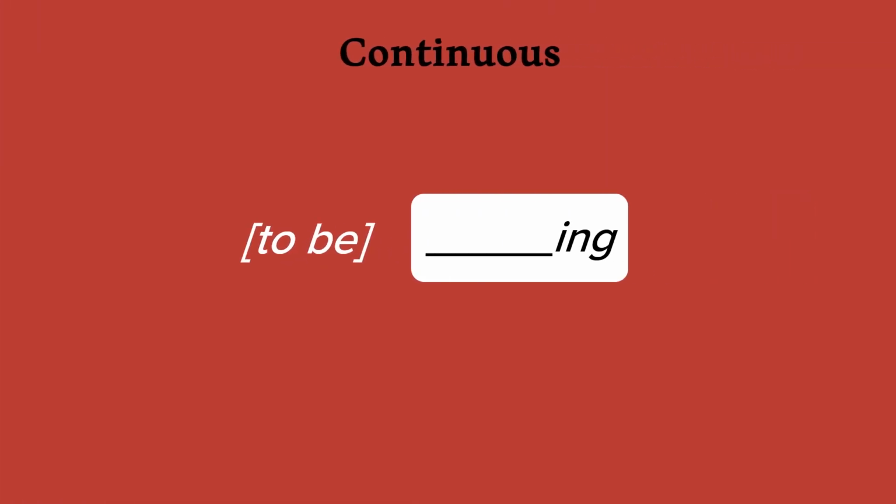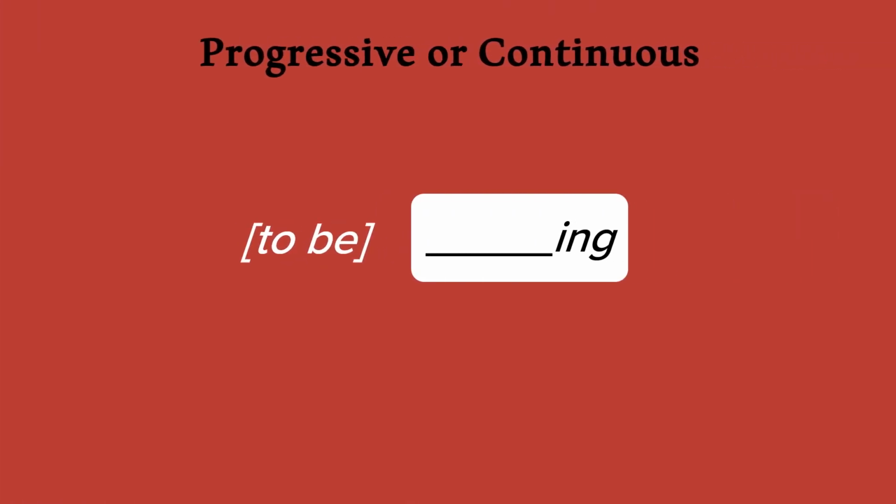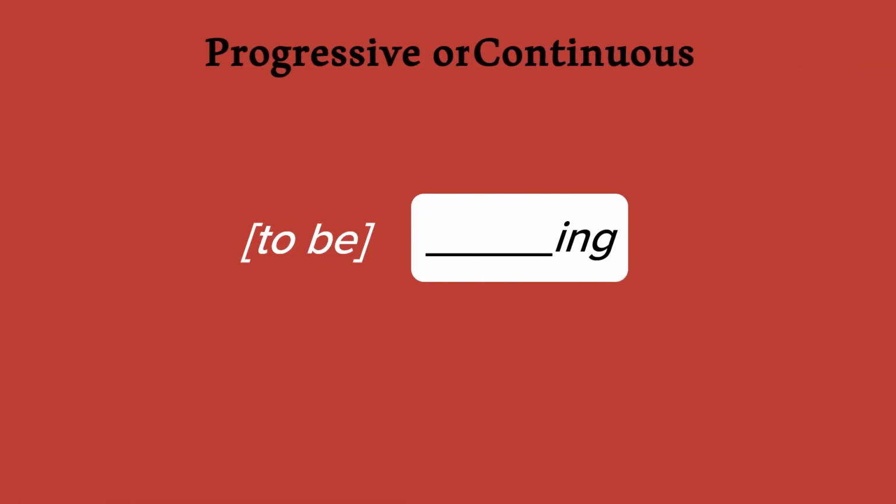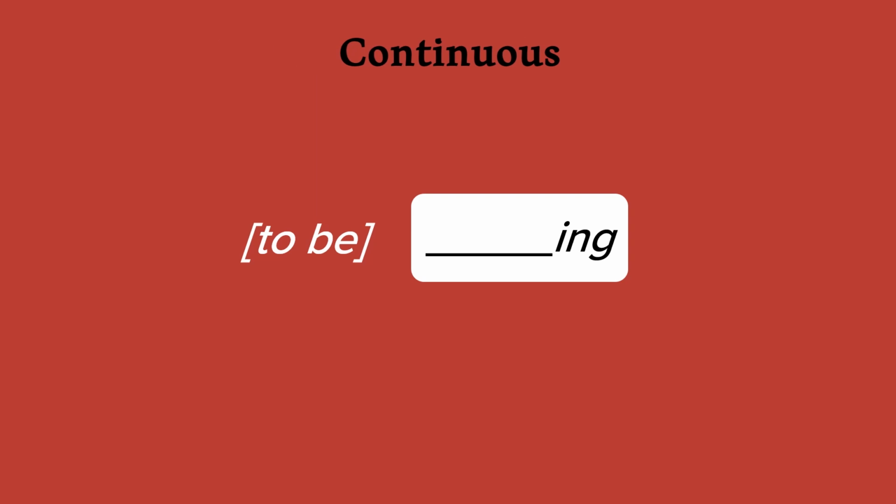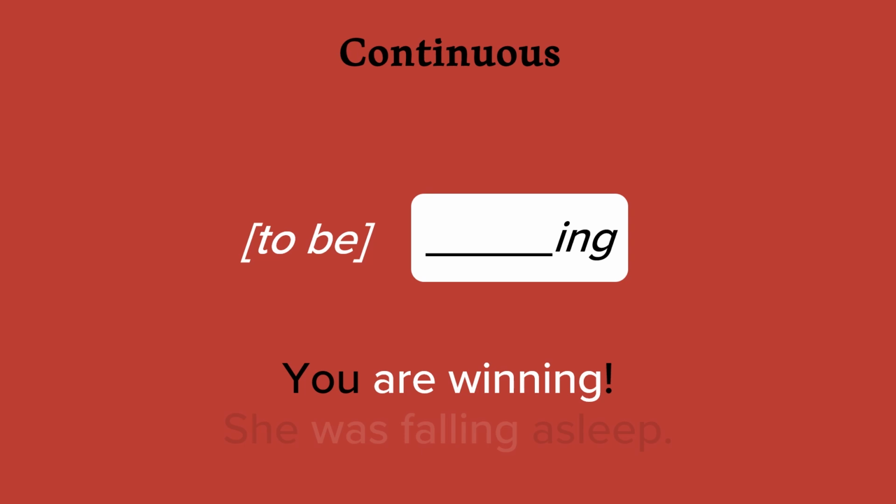Next, we have the continuous aspect, and for this video we'll consider progressive and continuous to be the same thing. Continuous forms use a form of to be followed by a verb in the ing form. Again, that ing verb is usually the main verb, but not necessarily. Examples are, you are winning and she was falling asleep.